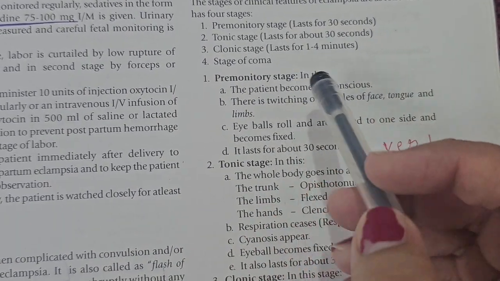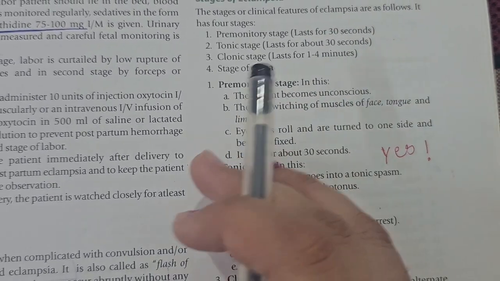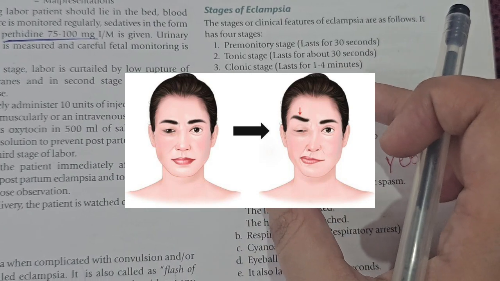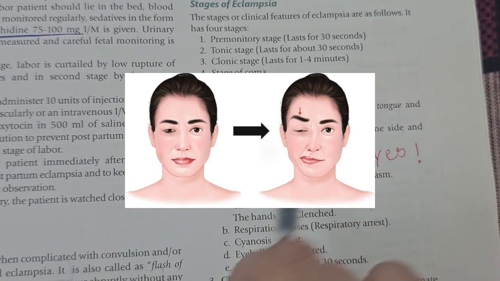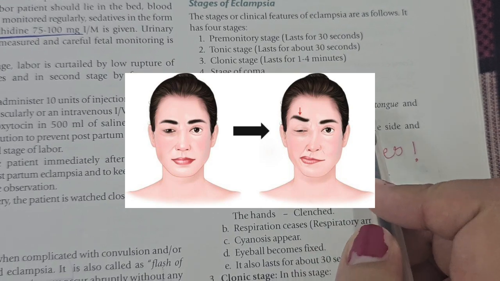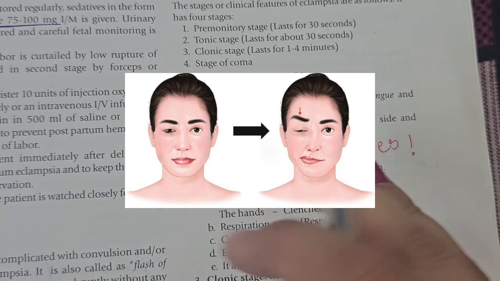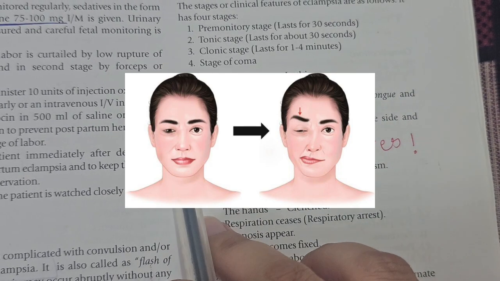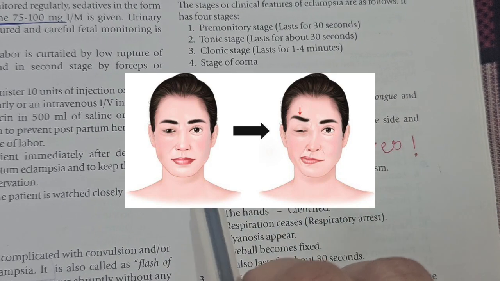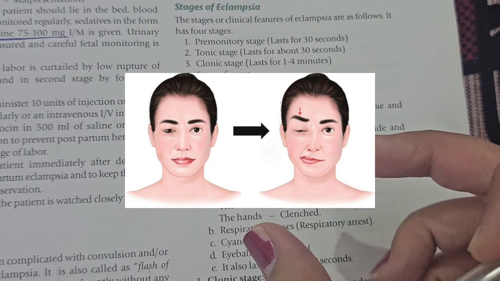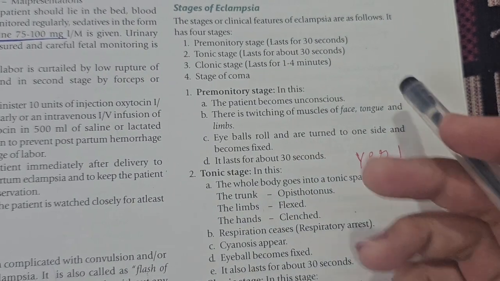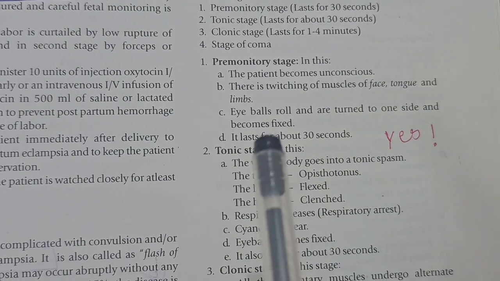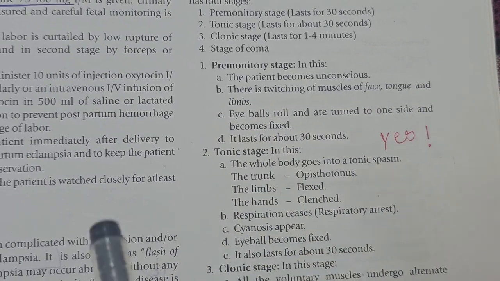So in the premonitory stage, the patient becomes unconscious, like fainting, with twitching of muscles like the face, tongue, and also limbs. Why? Because it generally happens from the seizure cortex, between the parietal lobe and frontal lobe, which eventually attacks the facial muscles and some nerves attached to the face, tongue, and limbs, most probably the upper limb. Also the eyeballs roll upward or turn to one side and become fixed, just like a doll. The eyeball becomes fixed or turns to one side, as happens in a seizure. It lasts about 30 seconds.